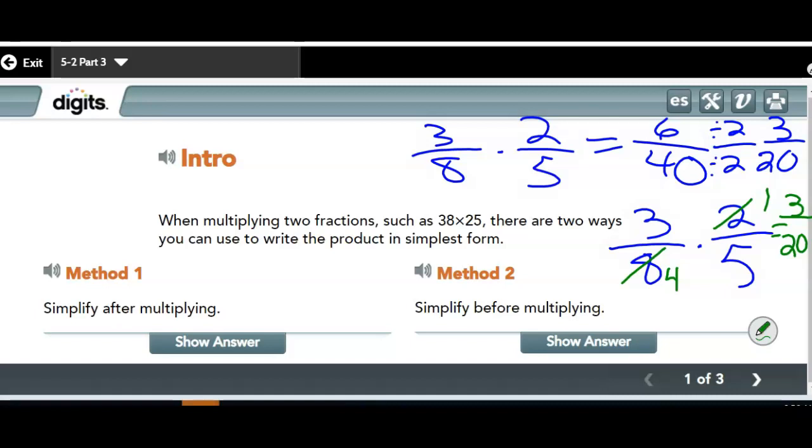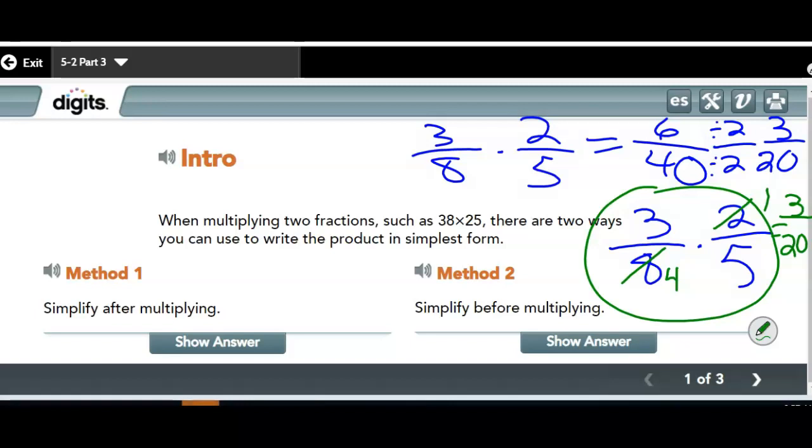Yes, you're done. The reason why we teach this, and the reason why it's helpful, is because with 3/8 times 2/5 equals 6/40, those numbers are pretty basic, and we can divide numbers out pretty easily there. But when we get answers in the hundreds and thousands, it gets more challenging to figure out what we can divide out. These numbers are always going to be easier to find when dividing out. Okay?